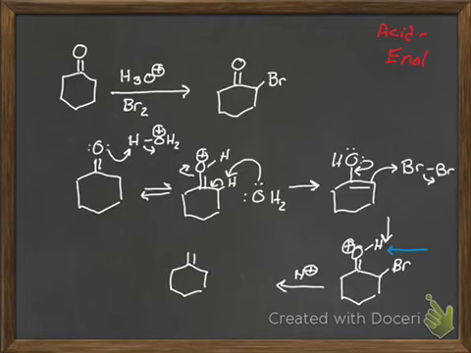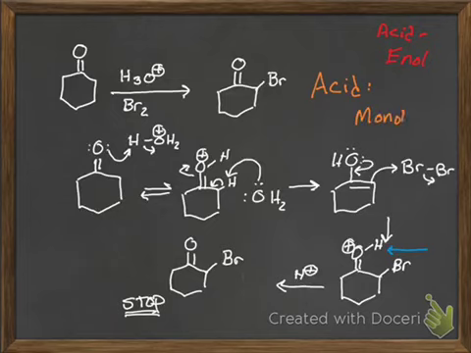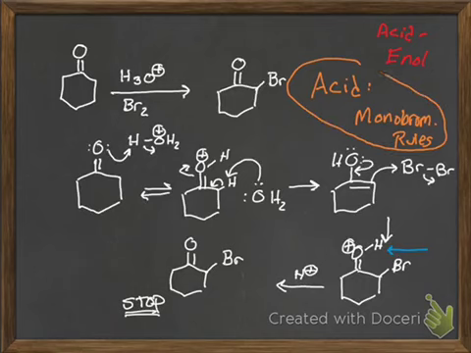Now, here is the thing about the acid or enol mediated step for the bromination of ketones. We stop here. This is where we stop. So for the acid pathway, monobromination rules. For the acid pathway, you stop at monobromination.